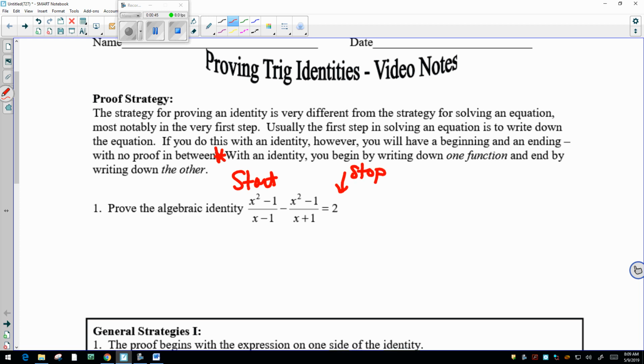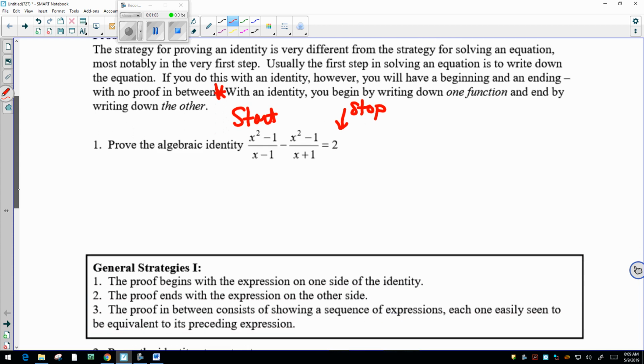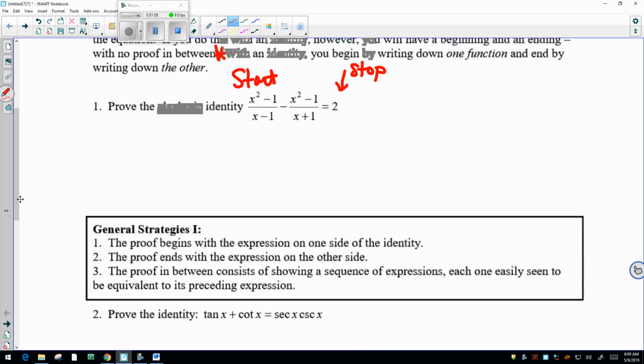So I'm proving that the left side looks like the right side, or you could prove the right looks like the left. What you don't want to do is meet somewhere in the middle. I wouldn't take a look at this problem and solve for something in the middle. I would make this look like 2. We're actually going to go through this example and show you, as we've done with algebra, why this would simplify down to 2.